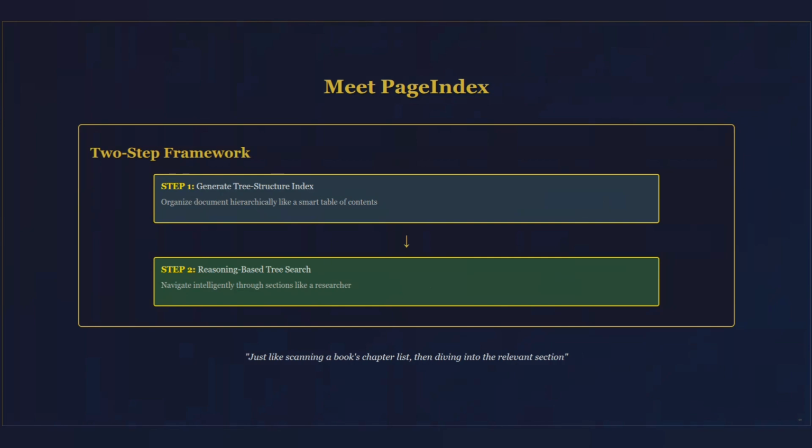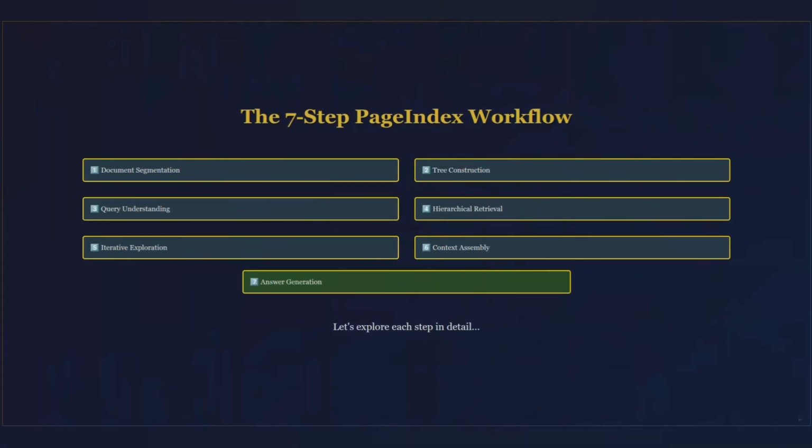Imagine you're looking for information about Python exceptions in a programming book. You wouldn't read every page. You'd look at the table of contents, find the chapter on error handling, then scan that chapter for the specific section on exceptions. That's exactly what PageIndex does, but automatically. Now let's break down the complete PageIndex workflow. There are 7 crucial steps that transform a document into an intelligent retrieval system.